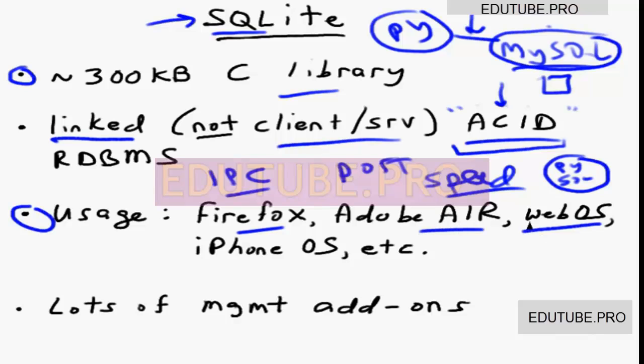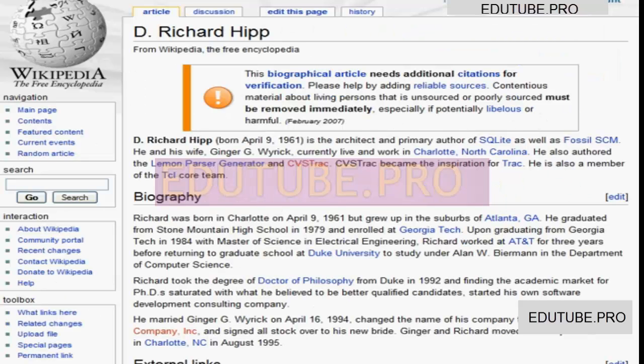Mozilla Firefox, Mozilla Thunderbird, the Adobe Air desktop application environment, Palm's WebOS, the iPhone OS, the list goes on and on. SQLite is pretty ubiquitous nowadays, and you can download and install a distribution of SQLite for any operating system, and there are tons of management add-ons for this free and open source product.